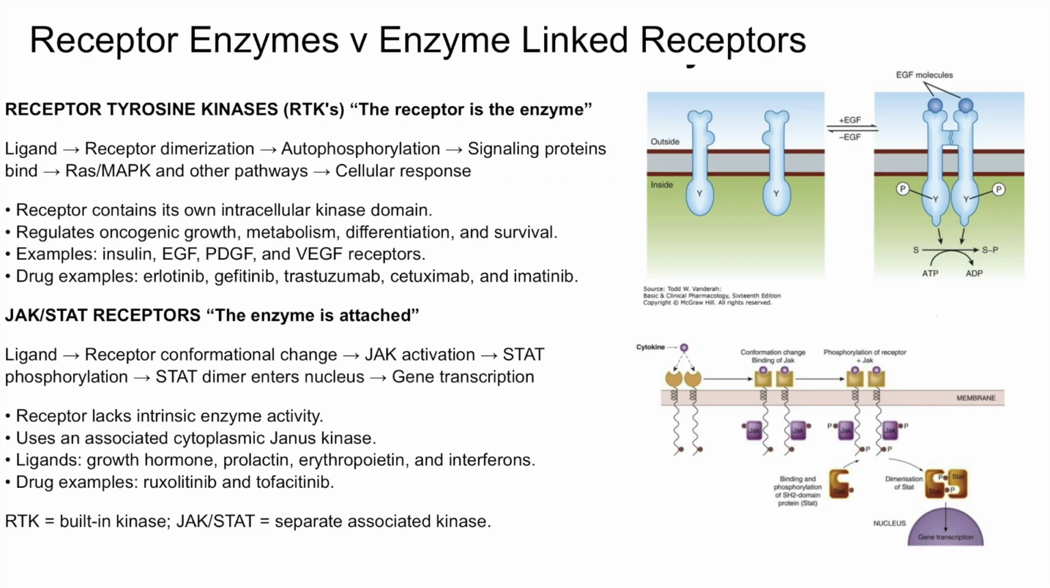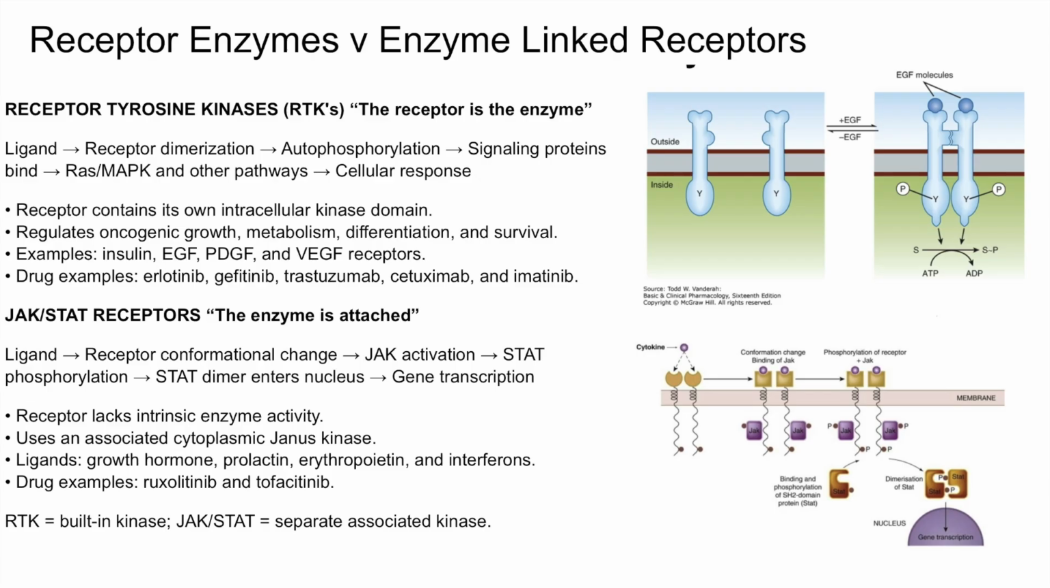Receptor tyrosine kinases contain their own intracellular enzyme domain, so the receptor itself is the enzyme. Ligand binding commonly causes receptor dimerization and autophosphorylation. Signaling proteins then bind to the phosphorylated receptor and activate pathways such as the RAS-MAP kinase. These pathways regulate growth, metabolism, differentiation, and survival. Examples include receptors for insulin, EGF, PDGF, and VEGF.